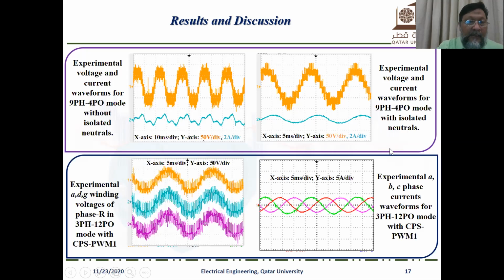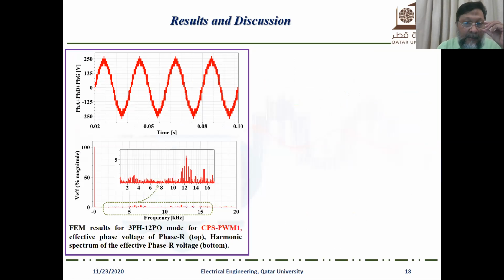This is the waveform for 3-phase 12-pole mode operation when carrier phase shifted PWM1 is used, and this is the current waveform. This is the voltage waveform. This is the harmonic spectrum. When we see the voltage across the winding, it has multi-level output, but the levels are not symmetrical. And this is the harmonic performance for carrier phase shifted PWM1.